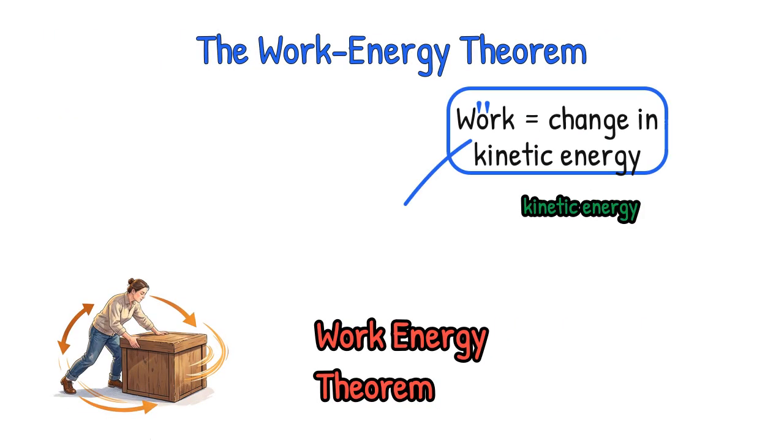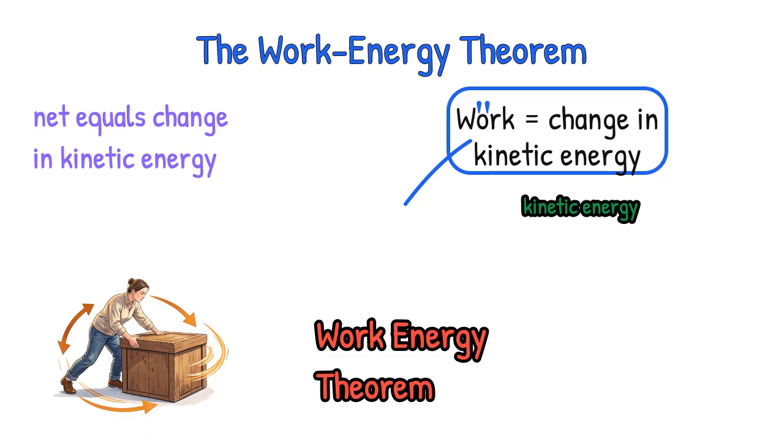It states that the net work done by all forces acting on an object is equal to the change in its kinetic energy. Mathematically, net work equals change in kinetic energy, which is kinetic energy final minus kinetic energy initial, or 1/2 mv final squared minus 1/2 mv initial squared.